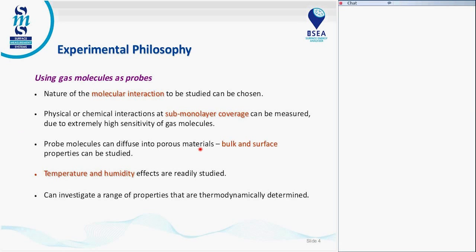As I mentioned, depending on the settings or method or application, you can investigate bulk and surface properties. One of the advantages of the SMS inverse GC is that we can control both temperature and humidity in the column, so we can study things at real-world conditions. And I will, at the end, talk about the range of properties that can be measured and used with inverse GC. So I'm going to get started.